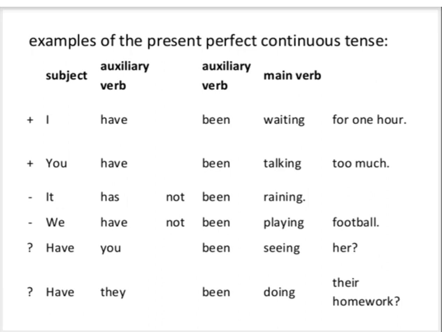Like this, the interrogative sentence will be: Have you been seeing her? Have or has will be placed before the subject and been will be after the subject, then the main verb, that is first form plus ing. Have you been seeing her? Have they been doing their homework?